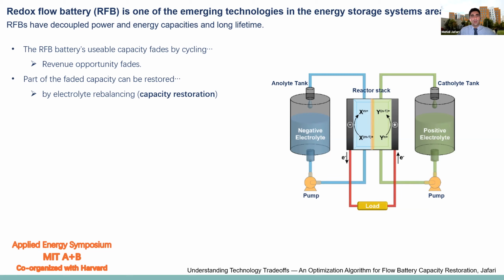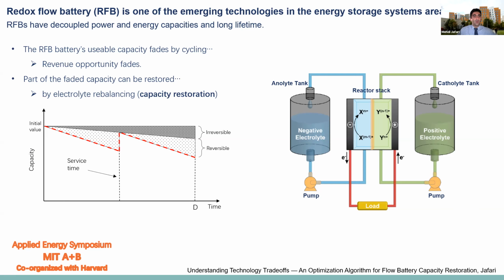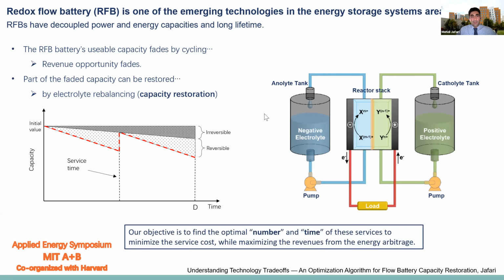However, we know that part of that lost capacity can be restored by electrolyte rebalancing, which we name the capacity restoration service. If we look at this figure, there is a part of capacity fade which is irreversible. We cannot do anything about it, but the reversible capacity fade can be restored by mixing the electrolyte tanks. And the objective here is to optimize the number and time of these services to minimize the service cost while maximizing the revenue from energy arbitrage.